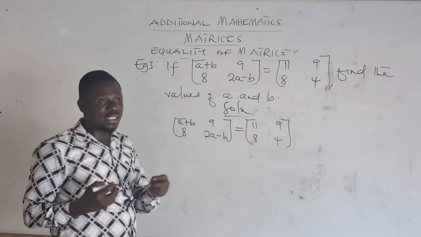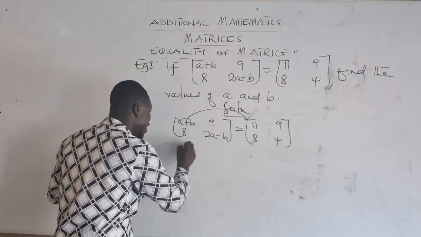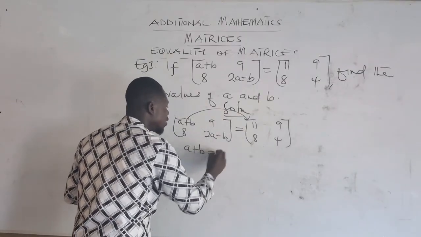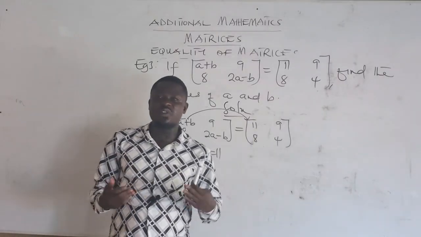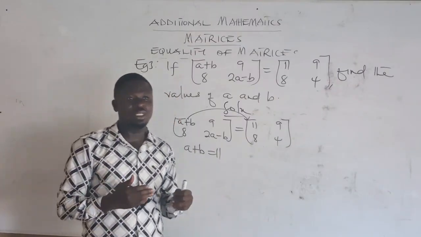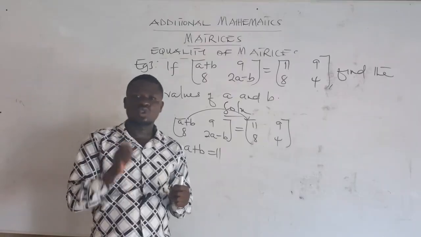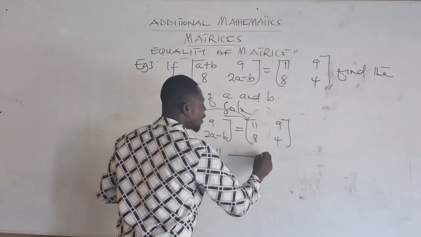So we will equate the corresponding entries. So this goes with this. So we have a plus b is equal to 11. If you want to find the value of a or b, it will be difficult because we have an equation that contains two variables at the same time. And if that happens, we have to solve them in a certain way. So we will name this one equation 1.